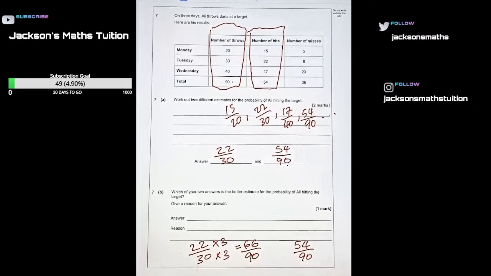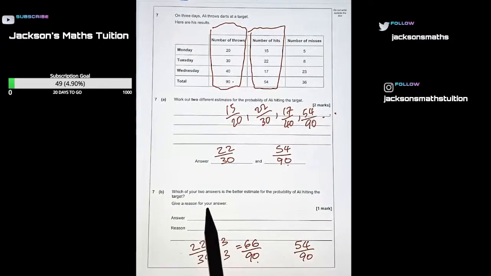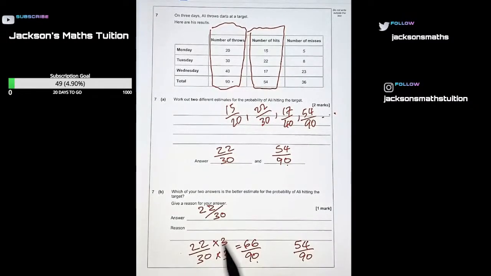Now we're looking for the one that is closest to 1. That's going to be the most accurate one. And we can see that 66 over 90 is closest. So that is going to be the better estimate. So we use 66 over 90, so 22 over 30. Let's put that. And the reason, you can put more throws. Something like that.